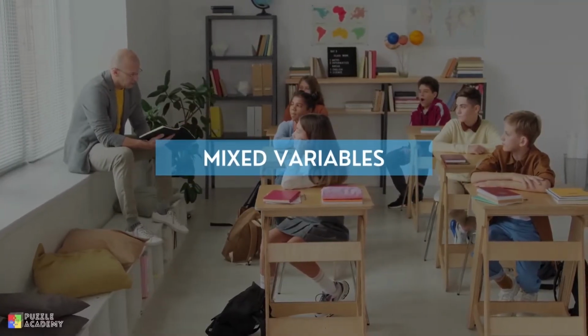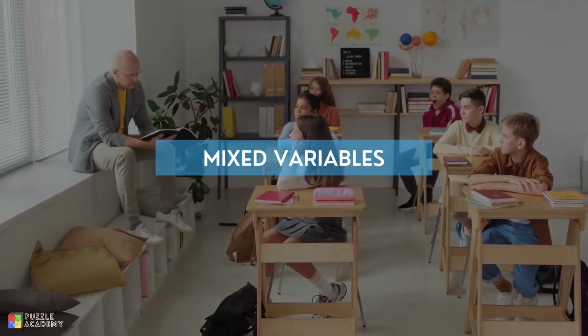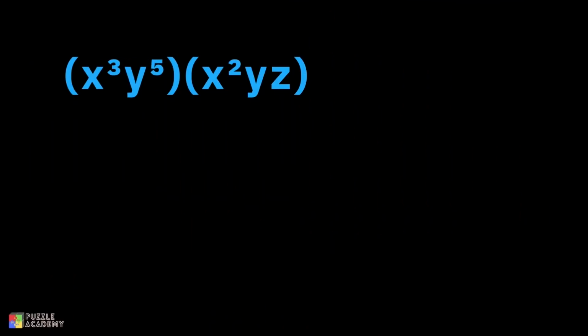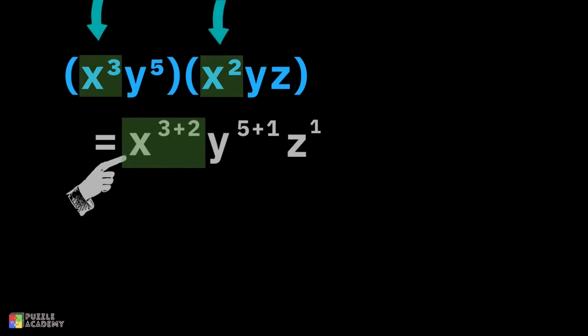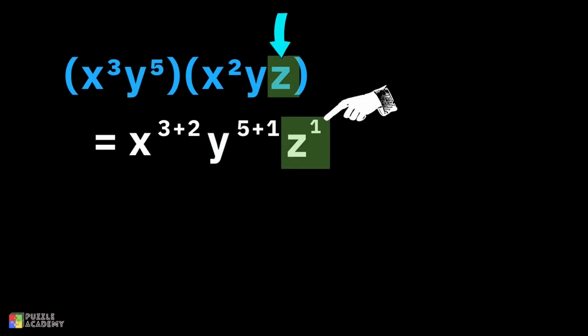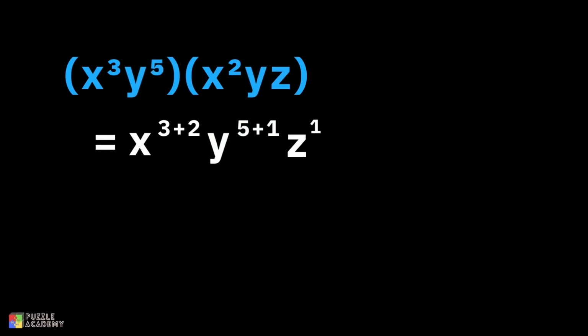In this case, when we have a mix of variables, just add up the exponents for each, like this. If we have this given, we will just add the exponents of the same variable. So we have x cubed times x squared, that is x raised to 3 plus 2. Y raised to 5 times y, that is y raised to 5 plus 1. And last but not the least, z. Z is just z raised to 1.